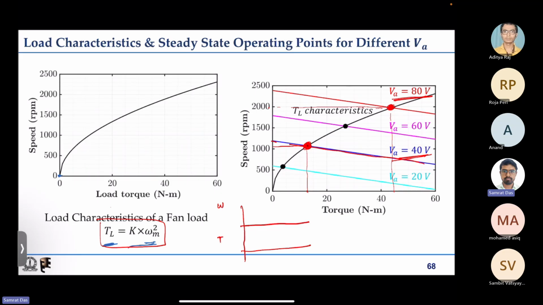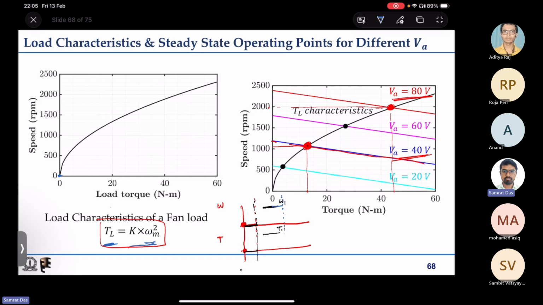Now we do something. Initially it was 0, and this was also 0. Then at a given instant, something happens. I'll probably use some other color. So we do something at this instant; before that it remains where it was. And if we wait for some time, we will see that the motor speed comes to, say, omega 1, and it develops some torque, say T1. Then again, if we do something else, it keeps operating at that point.